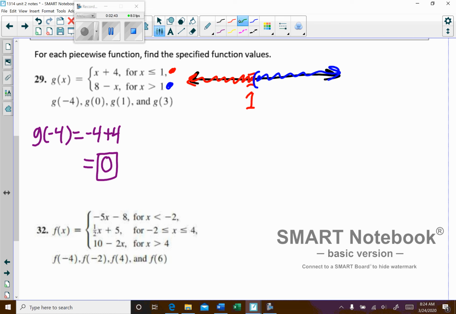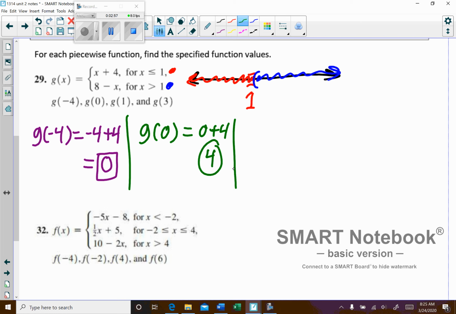Okay, then now we'll do g of 0. 0 would be in the red part again. So g of 0 is equal to 0 plus 4. That will equal 4. Okay, g of 1, that one's a little tricky because it's right on the border between the two intervals, but the bracket's going to win out here, so we're still in the red area. So that'll be the top one. So g of 1 is going to be 1 plus 4, which equals 5.